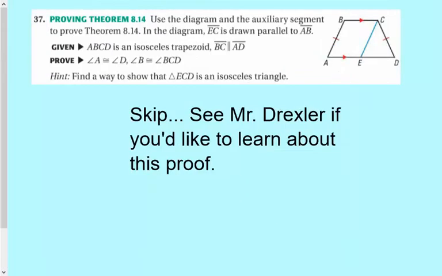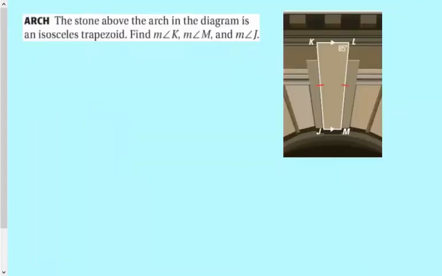This proof here, I'm going to skip it. It's kind of an extensive proof. If you want to learn about this one here with the base angles, you can see me in class. We can talk about it. It's unique. It's much different than the other things. So if you're interested, chat with me about that in class. It's number 37 in your book.